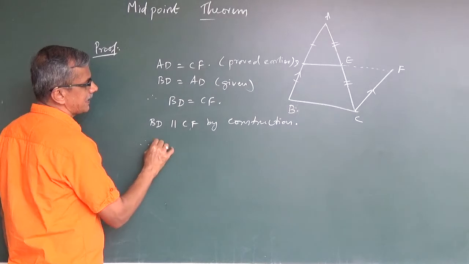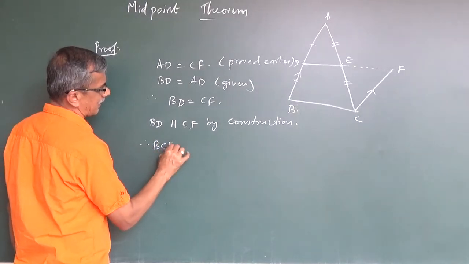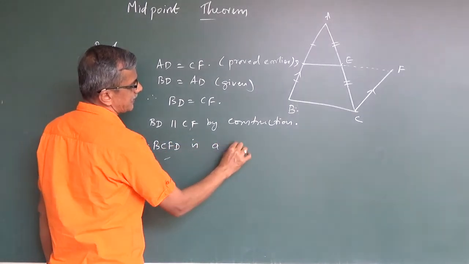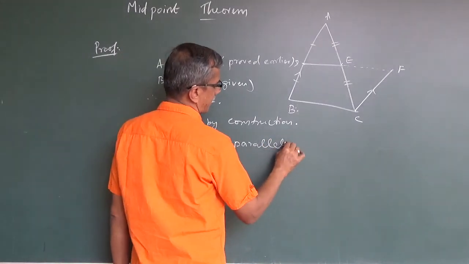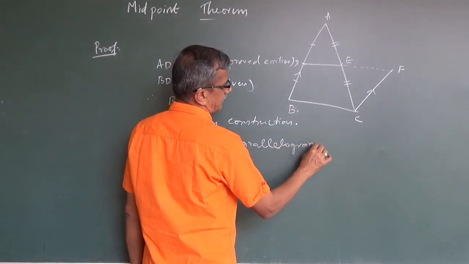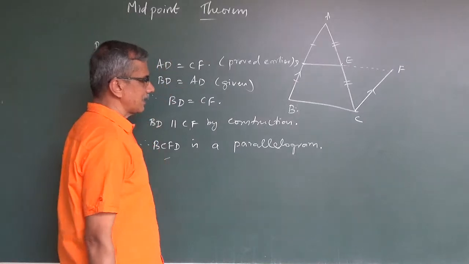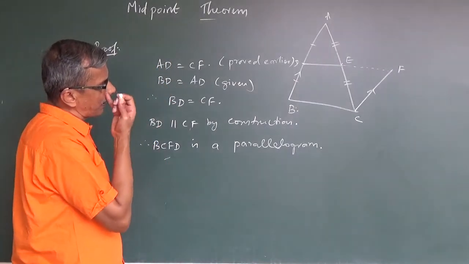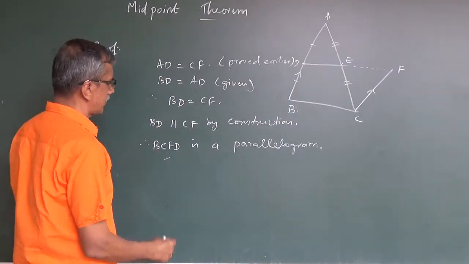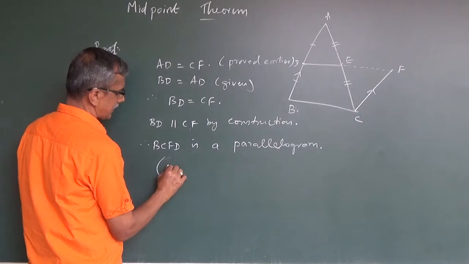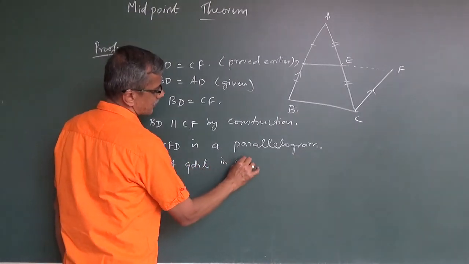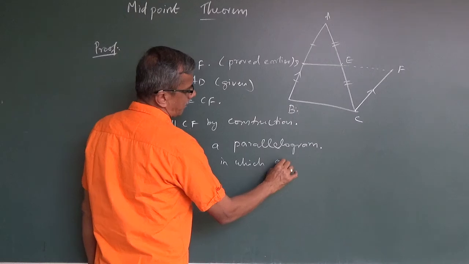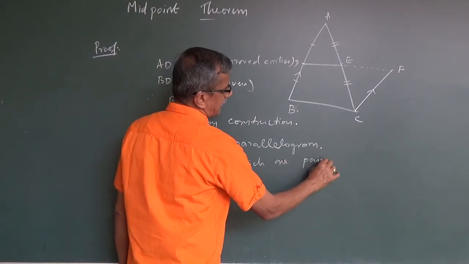Therefore, BCFD is a parallelogram. That is a quadrilateral in which one pair of opposite sides are parallel and equal.